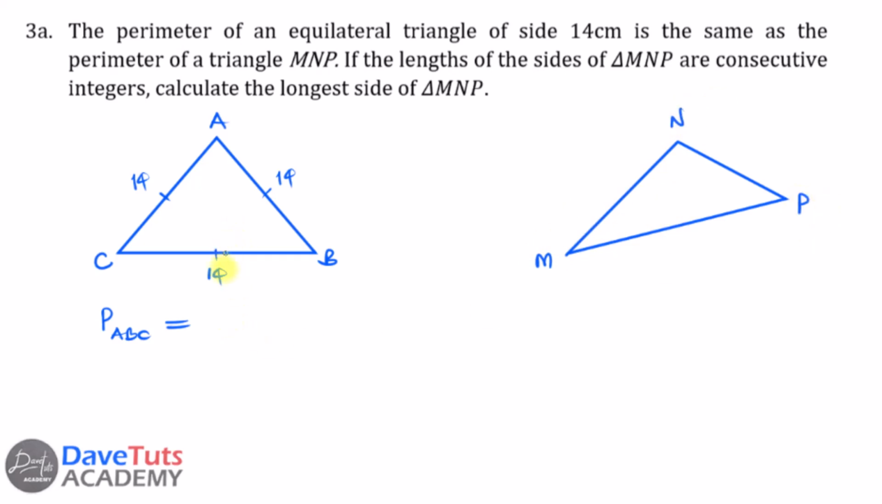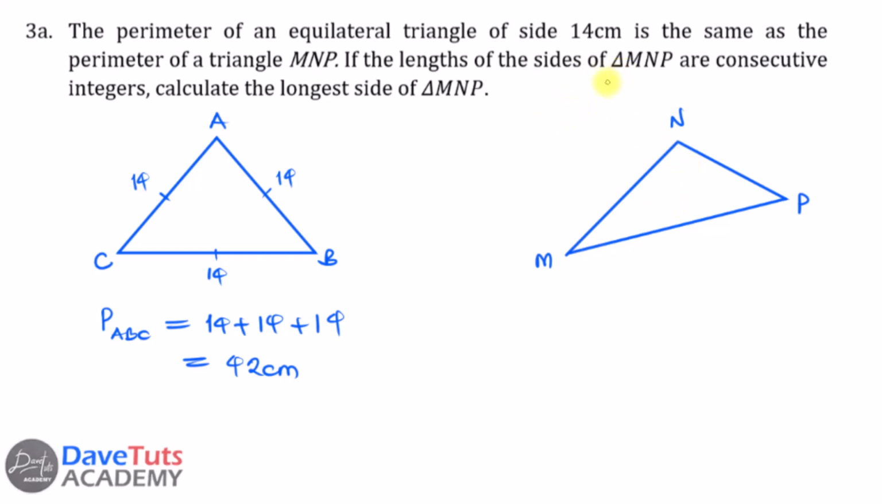Okay, but now how do we get the perimeter of a triangle? It is the sum of all the sides of that triangle. So in this case it will be 14 plus 14 plus 14, or you can say it is 3 times 14, and that will be 42. So this is 42 centimeters. So this perimeter is the same as the perimeter of this triangle MNP.